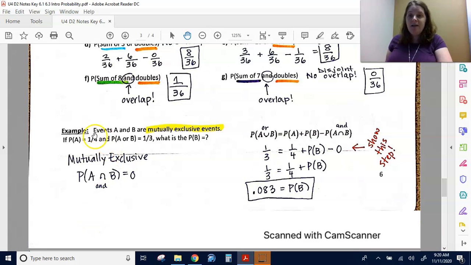So I read this problem and it says, events A and B are mutually exclusive events. If the probability of A is 1/4 and the probability of A or B is 1/3, what is the probability of B? All right, there's a lot of stuff happening here.